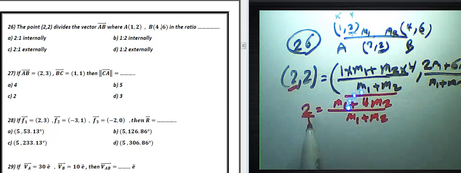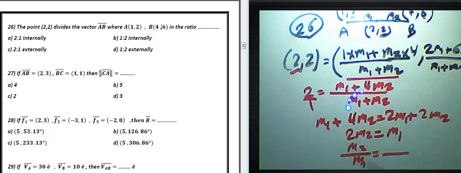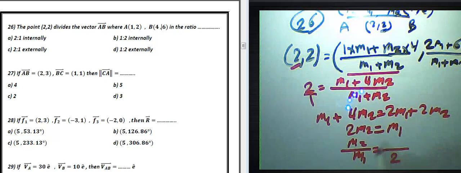Understood? Multiplication: 1 times m1 will be m1, plus 1 times 4 m2 will be 4 m2. 2 times m1 equals m1 plus 2 m2. We can move m1 from the left-hand side to the right-hand side: subtracted from 2 m1, it will be m1, and 2 m2 subtracted from 4 m2 equals m2. Then the ratio you can write is the ratio of m1 and m2. m2 over m1 equals what? m2 multiplied by 2 and m1 equals 1.